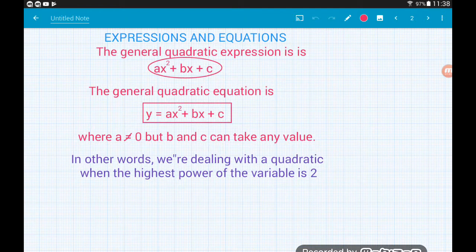So a is not allowed to equal 0. If a was equal to 0, we would have 0x squareds in our expression or equation, and thus it wouldn't be a quadratic. B and C, though, can equal any number. They can equal 0. We don't need an x term. We don't need a number term at the end. All that we need for our beast to be a quadratic is to have our highest power of 2. We need that x squared term.